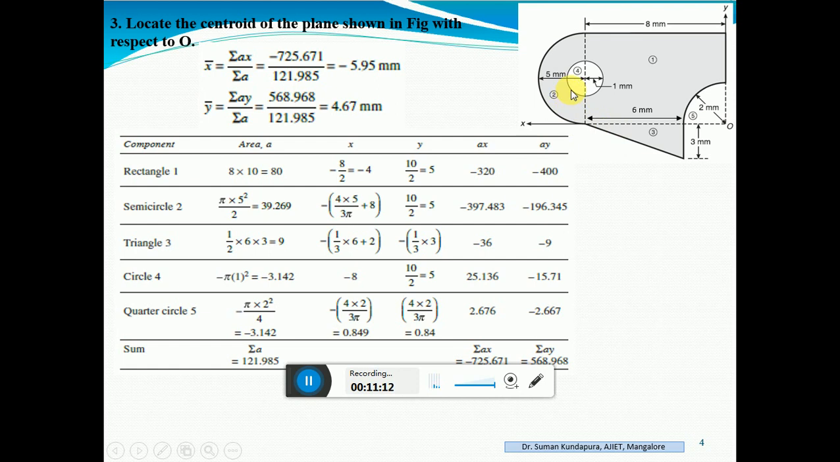In the given figure, if you see, which are the cutouts? There is a cutout here, a circle, and there is another cutout portion here, that is a quarter circle. So these have to be subtracted from this particular shaded region.